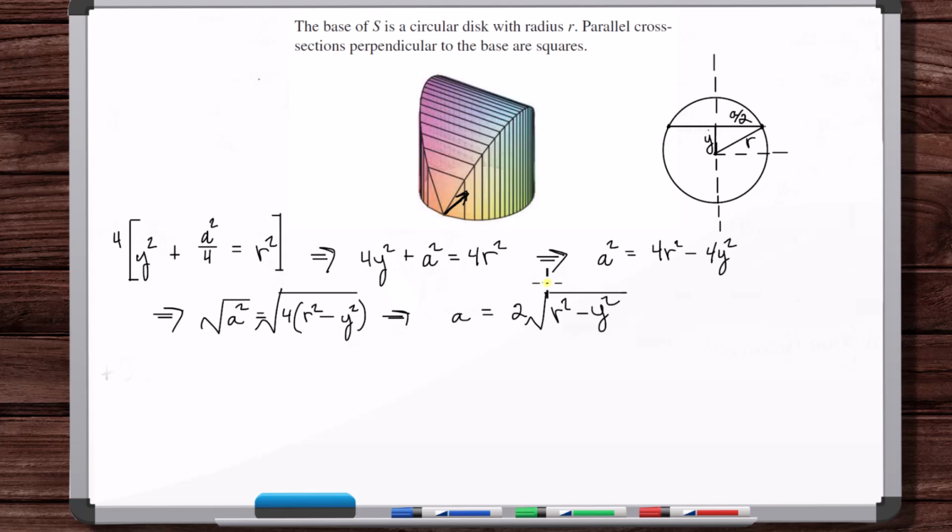Now we can input any y from minus r to r, and it's going to give us what we want: it gives this length as a magnitude. That's what we want. So now A of y, for any position y from minus r to r, the cross-sectional area is just this squared.